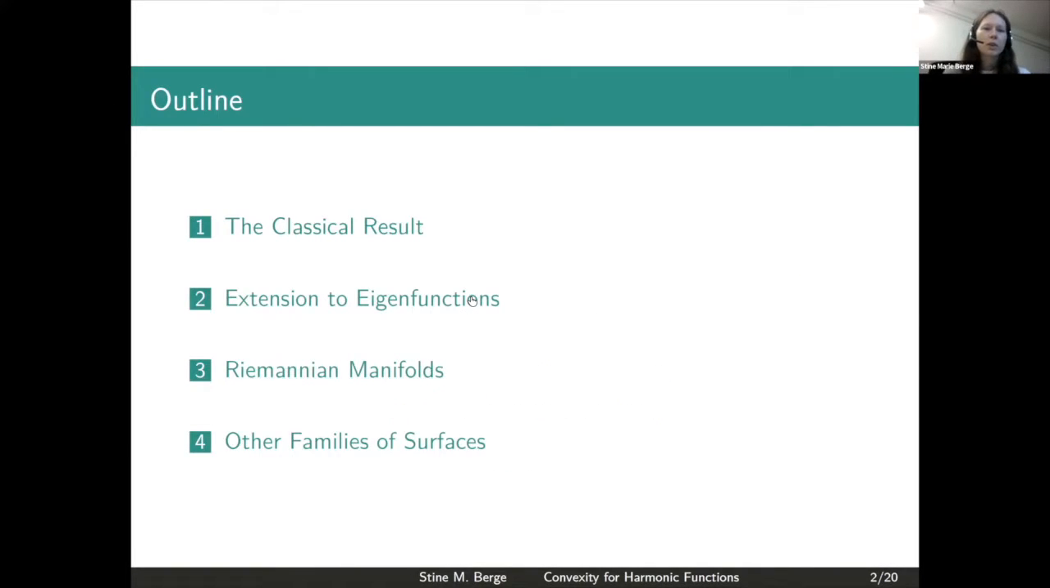In this presentation, I'm going to have three main points. First, I'm going to go through the classical convexity result for harmonic functions in the Euclidean case. Thereafter, we are going to see how we can extend this convexity property to eigenfunctions and look at some other similar results, for instance elliptic equations. Then we are going to move to the second part of the title, namely Riemannian manifolds, and look at the results in Riemannian manifolds. And finally, I want to present some of my own work on other surfaces and the like, but more on that later.